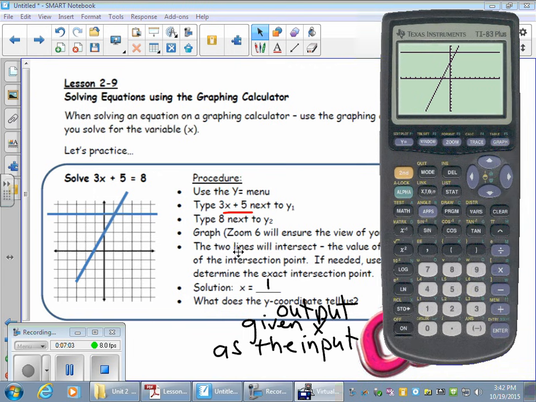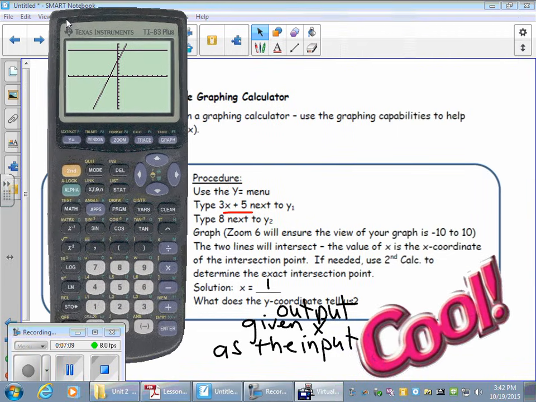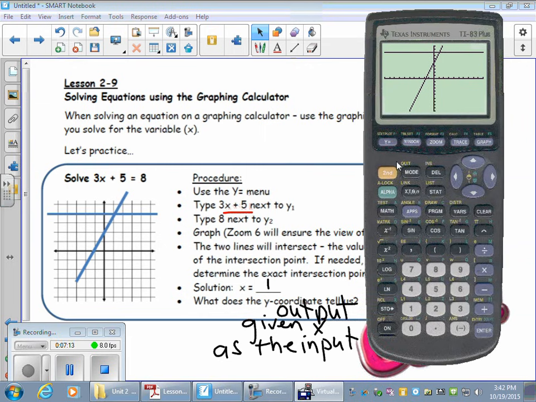It goes like this. We are going to go to second calc. So second is right here. You're going to hit second, and above trace it says calc in yellow. That's what you want, second calc. And the calculator is saying, all right, what would you like me to calculate from the graph? Well, I want it to calculate where they intersect, which is at number 5. So I'm going to just scroll down to number 5 where it says intersect, and I'm going to enter.